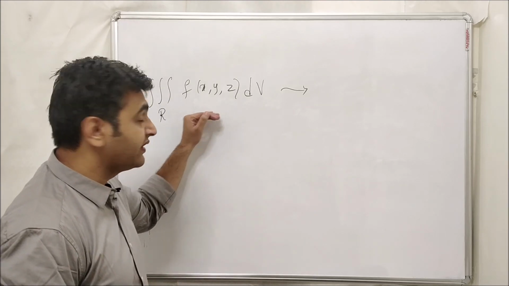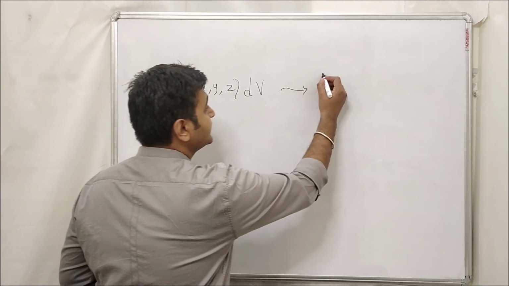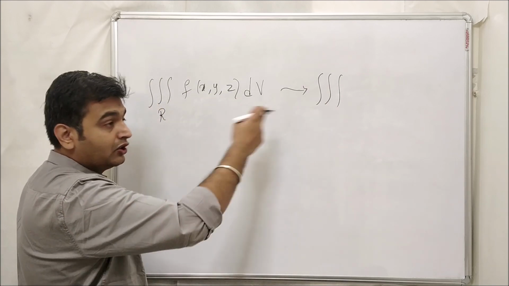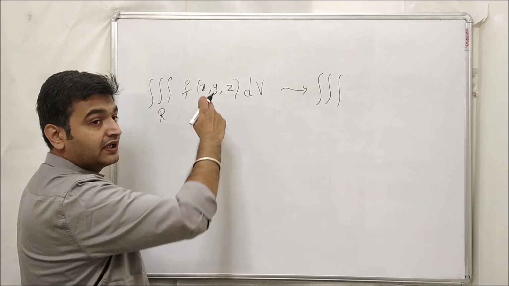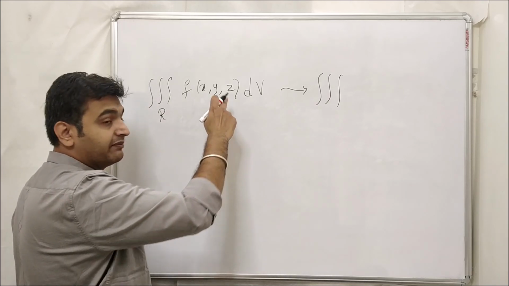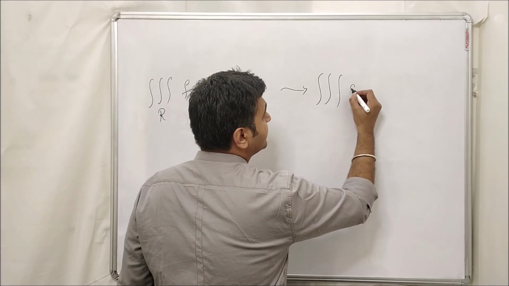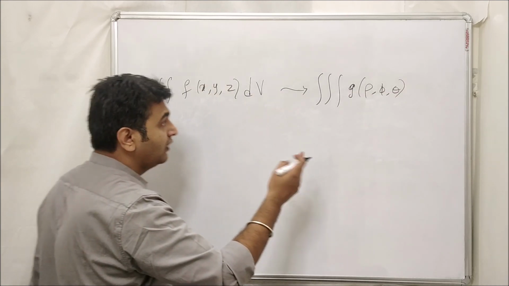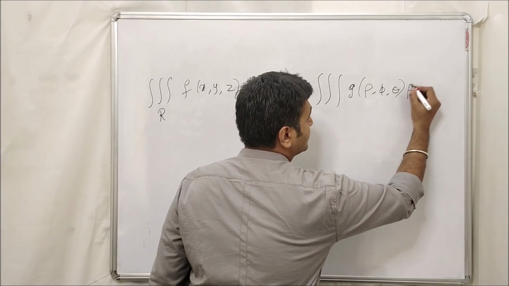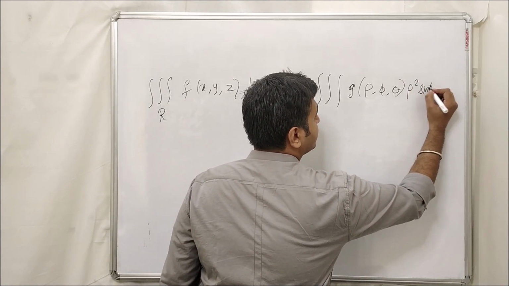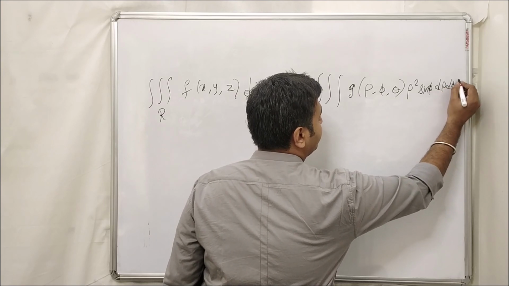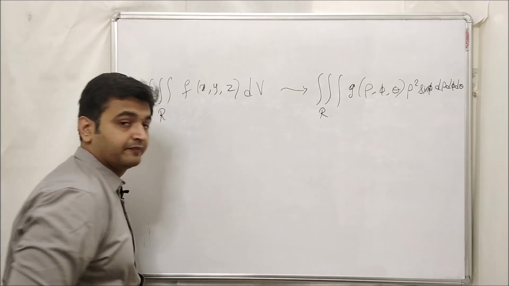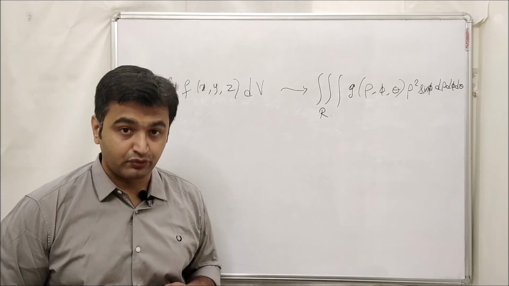So if you have a problem in the Cartesian coordinate system and you want to solve it by spherical coordinates, you replace your x by rho sin phi cos theta, y by rho sin phi sin theta and z by rho cos phi. So now you have something in terms of rho, phi and theta, and you replace your dv by rho square sin phi d rho d phi d theta. Right, so this is what you have over the region R. So that's how you do the transformation.